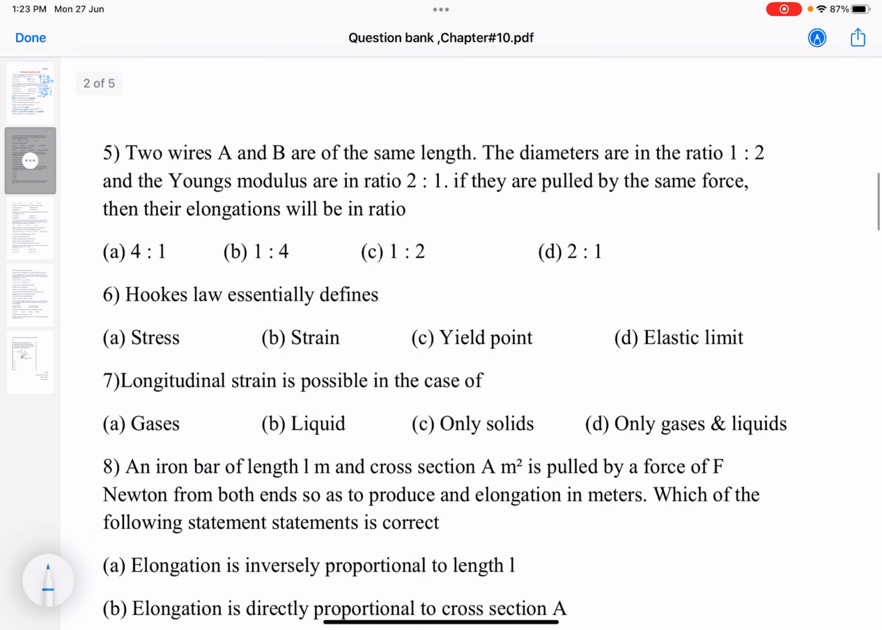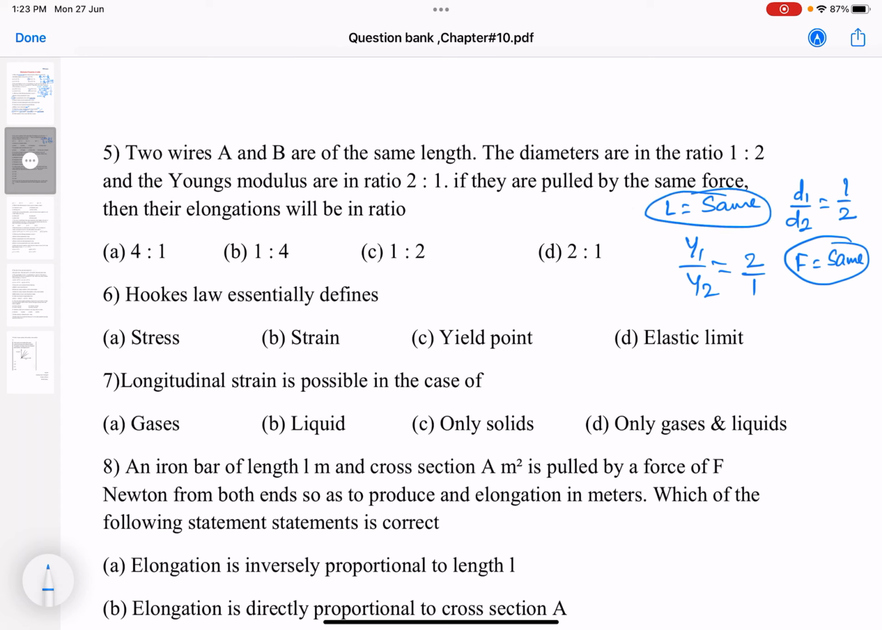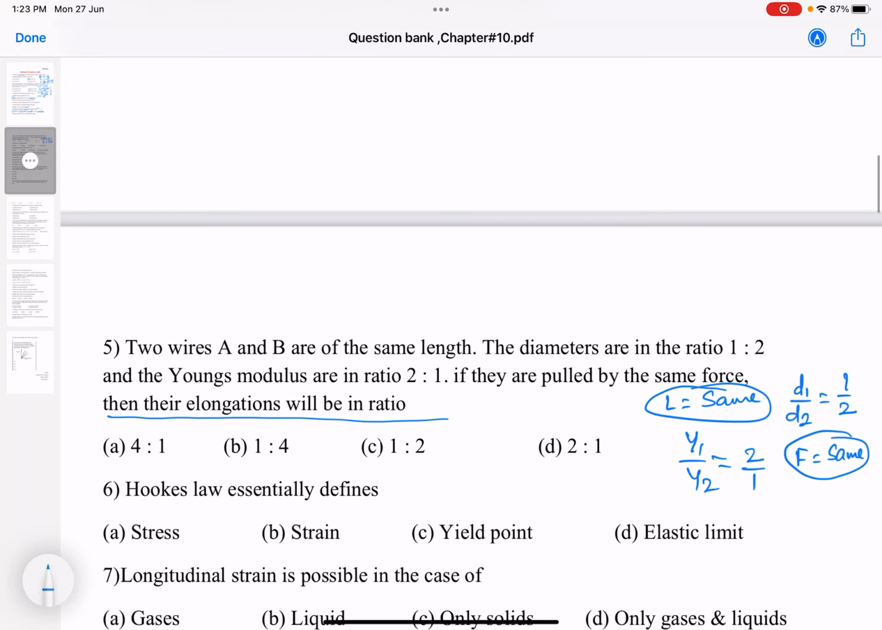Next, two wires A and B are of same length. Length is same. So write down here, length is same. The diameters are in the ratio of D1 by D2 is equal to 1 by 2. And the Young's modulus are in the ratio of Y1 by Y2 is equal to 2 by 1. And if they are pulled by the same force, force is also same. Then their elongations will be in the ratio of.